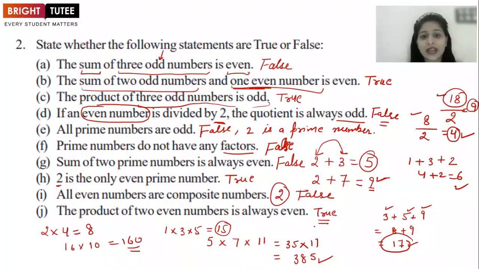Clear? So this way, applying our knowledge of prime and composite numbers, even and odd numbers, we are able to do all the true and false. We are always able to state whether the statement is true or false. Let's move to the next question.